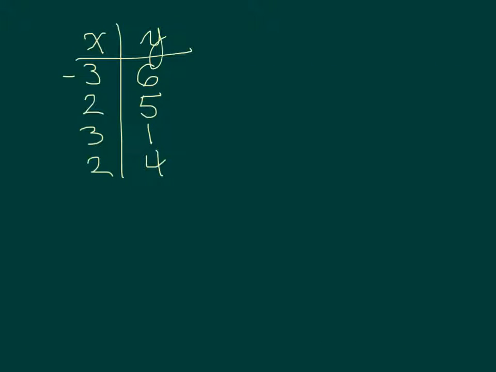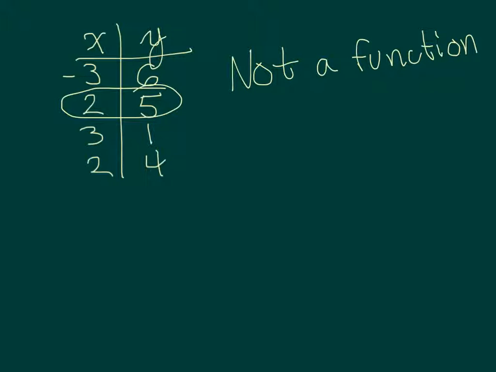In this example that we see here, this is not a function. The reason we can tell is because we have 2 paired with 5 right here, and we also have 2 paired with 4 right there. We can't have an x value that's paired with more than one y value, so this is not a function. All right, so you can tell this by doing tables or mappings or just by looking at the set of ordered pairs.